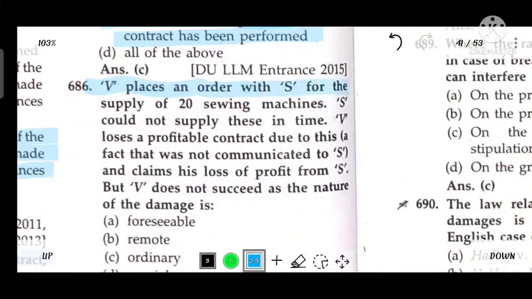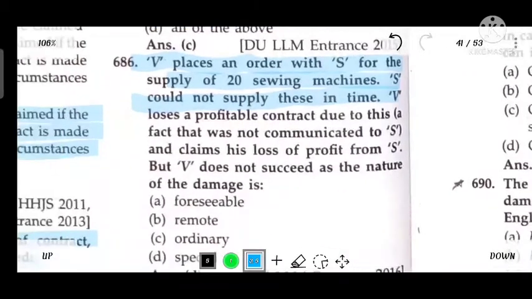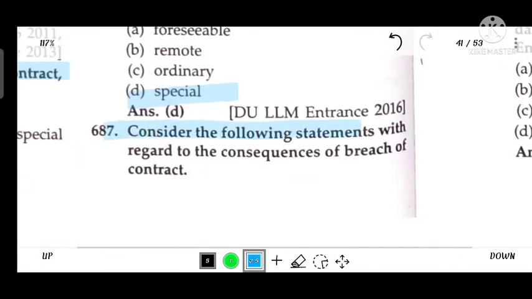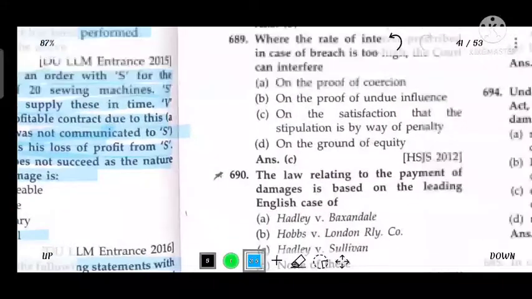V places an order with S for the supply of 20 sewing machines. S could not supply them in time. V loses a profitable contract due to this, a fact that was not communicated to S, and claims his loss of profit from S, but V does not succeed. The nature of the damage is special. Consider the following statement with regard to the consequences of breach of contract.